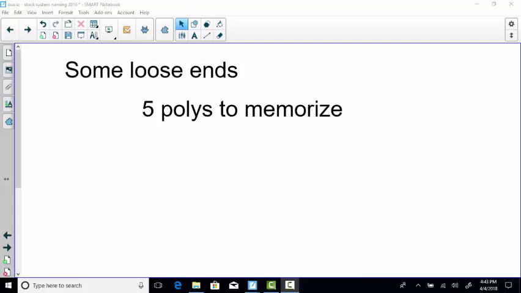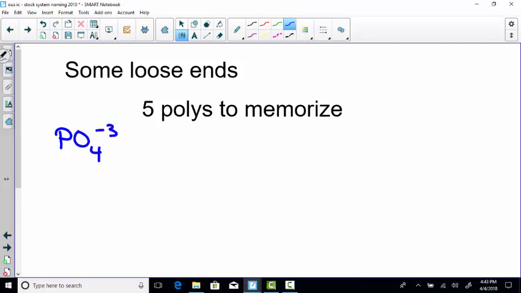We're going to get into our next naming system, but before we do that, there are a few loose ends that I want to tie up. There are 5 of our polyatomic ions that I want you to memorize, because they are very common, and it's best that you just know what they are and what their charges are, so you don't have to worry about looking them up all the time. These 5 polyatomic ions are the ones that I want you to memorize.